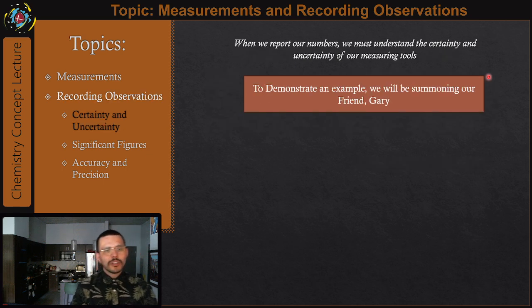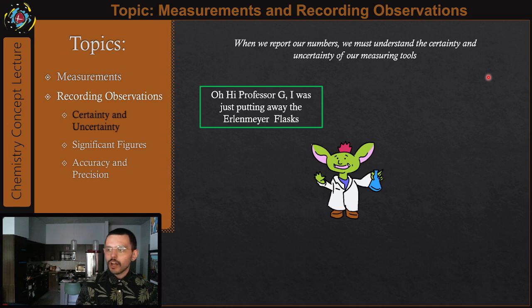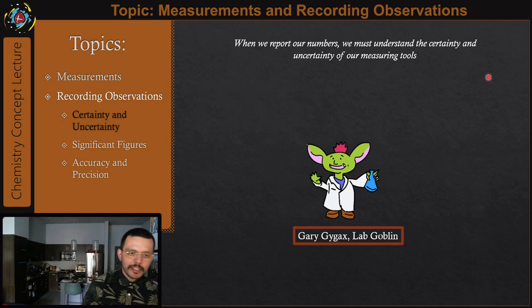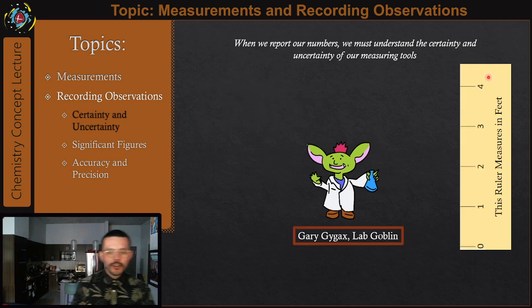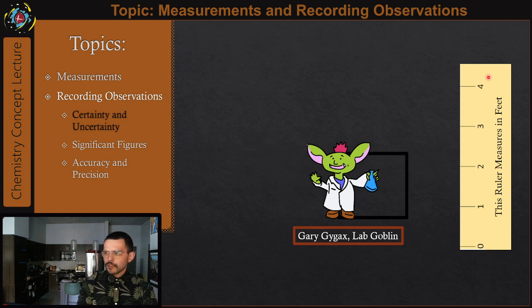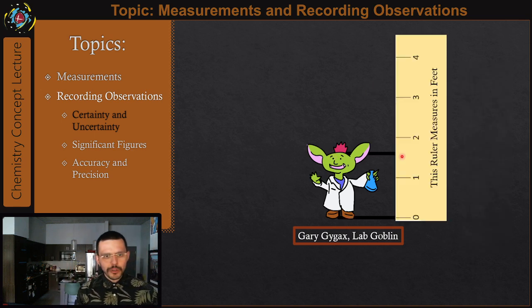So to demonstrate an example, I will be summoning our friend Gary, who is a little goblin. This is Gary Gygax. He is our lab goblin. He is usually in the back working on stuff. So let's say that we decide that we are going to measure Gary, right? And we have this big ruler that measures in feet. We'll first put this little box behind him, which is the very bottom of his feet and the top of his head. That's how tall he is. And we put this ruler next to him, right?